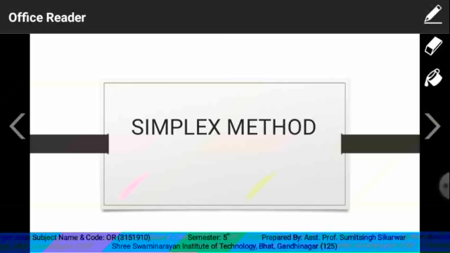Now let us understand the comparison between the graphical and simplex method. In case of graphical method, it was used when we have two decision variables in the problem, whereas a simplex method is used when the problem may have any number of decision variables, or you can say multi-variable problems.